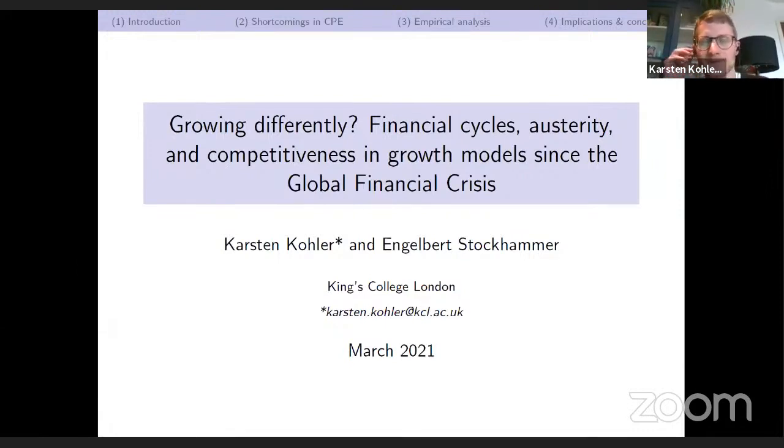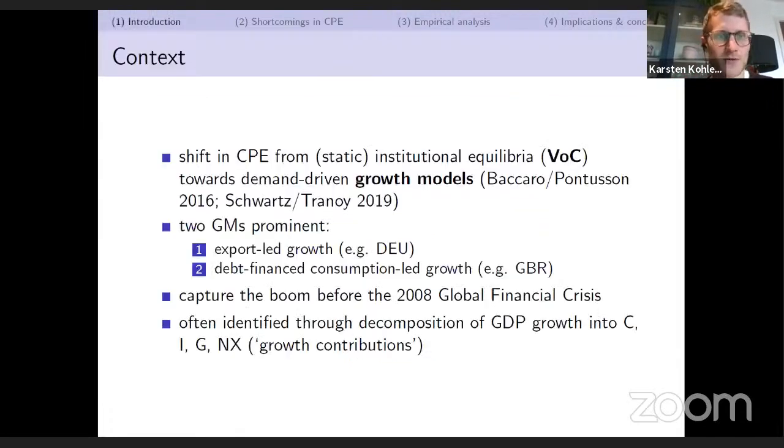Okay, so our paper is called Growing Differently, Financial Cycles, Austerity, and Competitiveness in Growth Models Since the Global Financial Crisis. We're trying to contribute to the growth models debate in comparative political economy in this paper. I'm sure you are all aware of this interesting development in comparative political economy. The field was long dominated by the varieties of capitalism approach, which has a focus on static institutional equilibria.